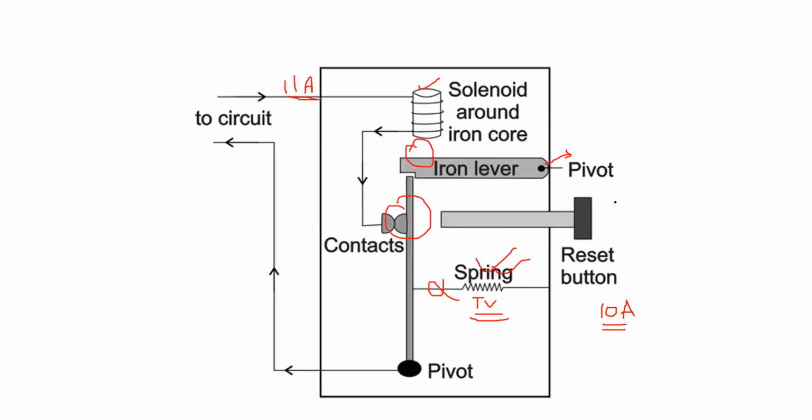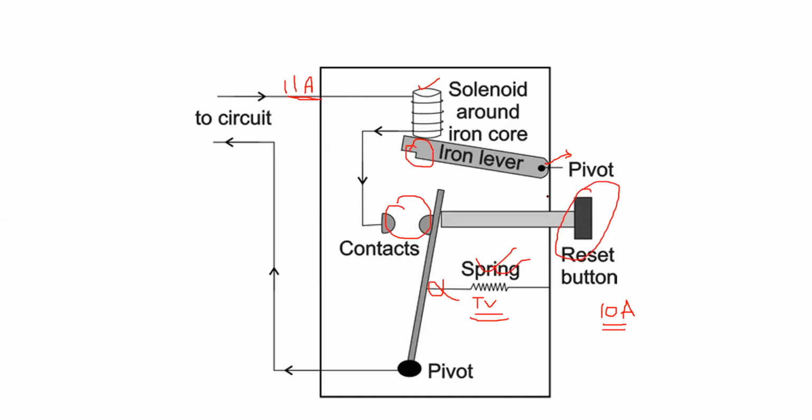And why is it used? Why aren't fuses used, or why is this preferred over fuses? Because it has this reset button. You can just push it, the contact will come back to its own place, and so you can use that circuit breaker again. It's reusable and very convenient.